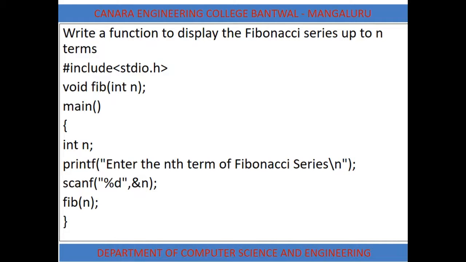Now in the main function, int n to accept the nth term from the user. So printf enter the nth term of Fibonacci series, scanf percentage d ampersand n. So now whatever input the user gives will be stored in the variable n. Next, fib of n. So now I'm calling the function and specifying the nth term whatever user has mentioned. So fib of n, now this is the function call.